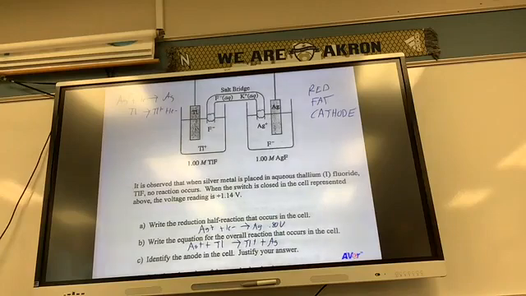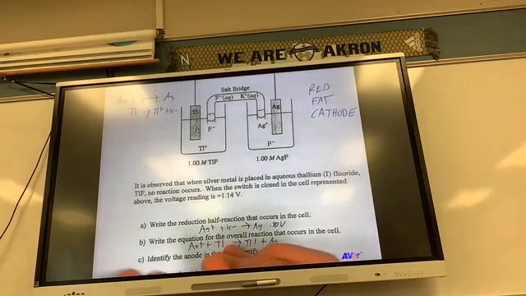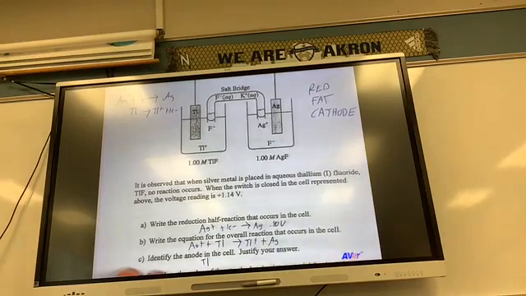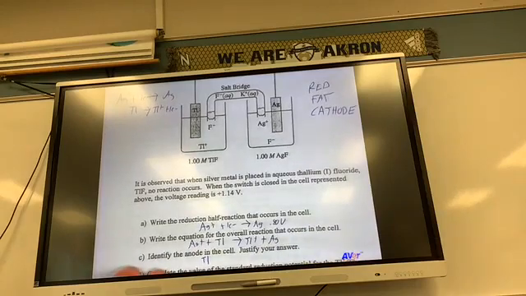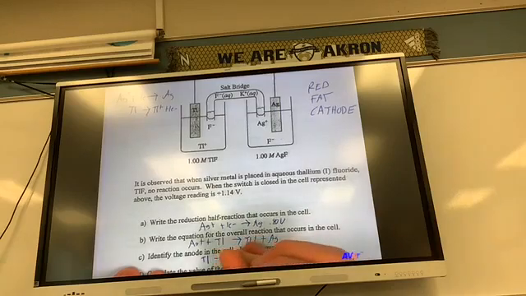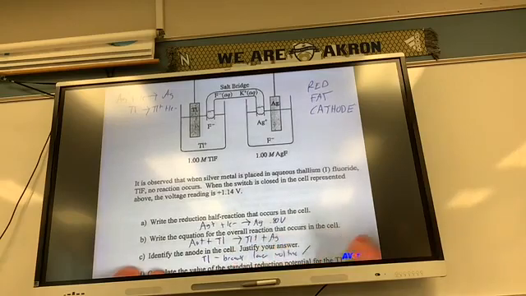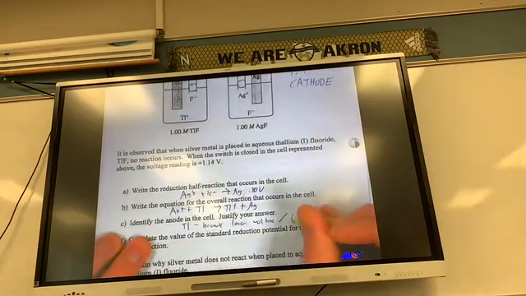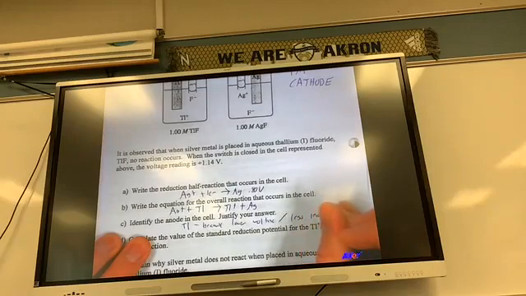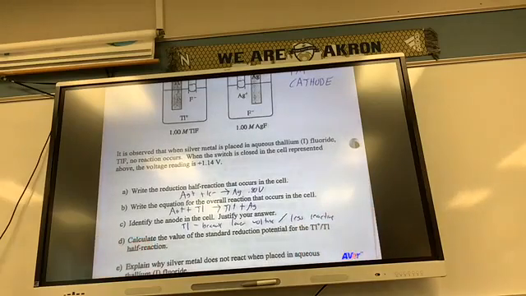Identify the anode of the cell. Thallium. There's a couple things you could do. Thallium, because lower voltage, it's also less reactive. It's also less reactive if you would look at the reactivity series, but it's a lower voltage as well.